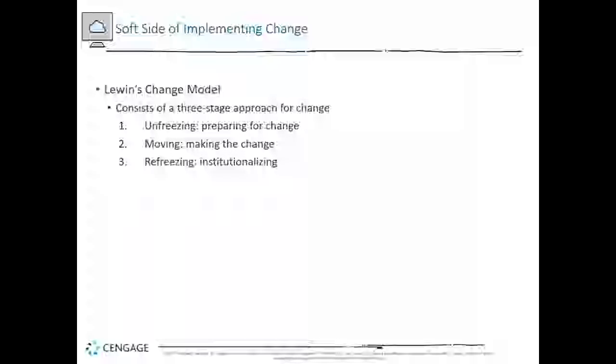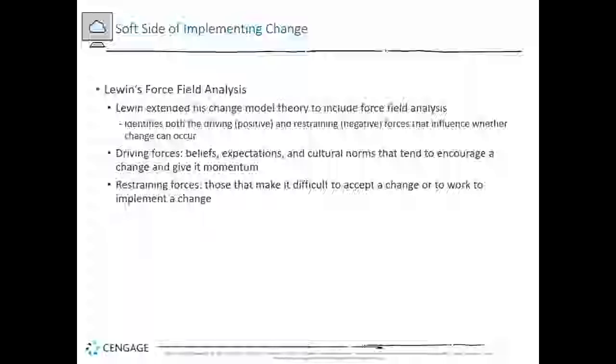There are a number of models for dealing with soft side implementation changes. Lewin's change model consists of three stages. One, unfreezing: prepare for change. Two, moving: making the change. Three, refreezing: institutionalizing.